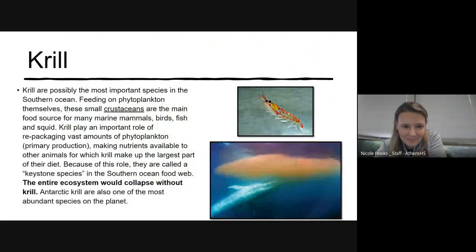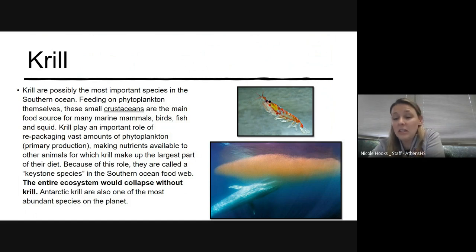Anyway, moving on. Okay, lastly, we're going to talk about krill. So krill are probably the most important species in the Southern Ocean or Antarctic Ocean. They feed on phytoplankton, and these are small crustaceans. They're very small shrimp, basically. And they are the main food source for many marine mammals, many birds, many fish, and even squid. They play an important role in repackaging those large amounts of energy from phytoplankton into nutrients that are available on a mass scale for bigger species.